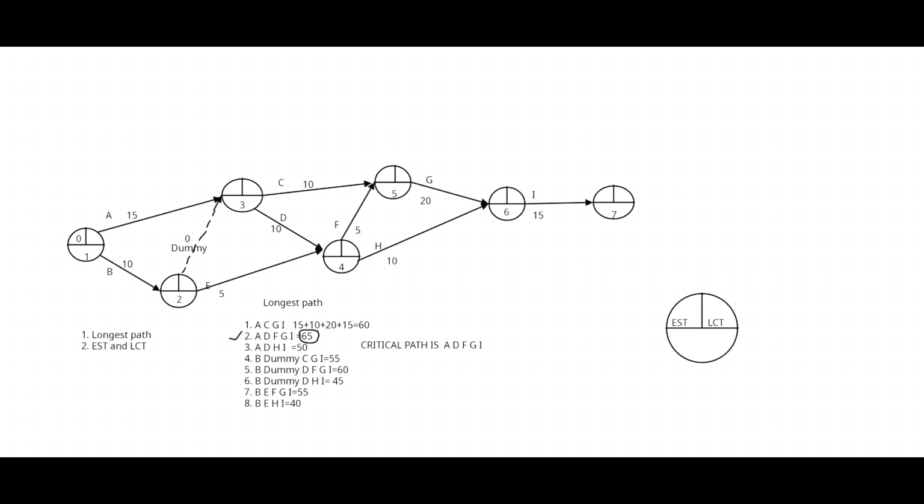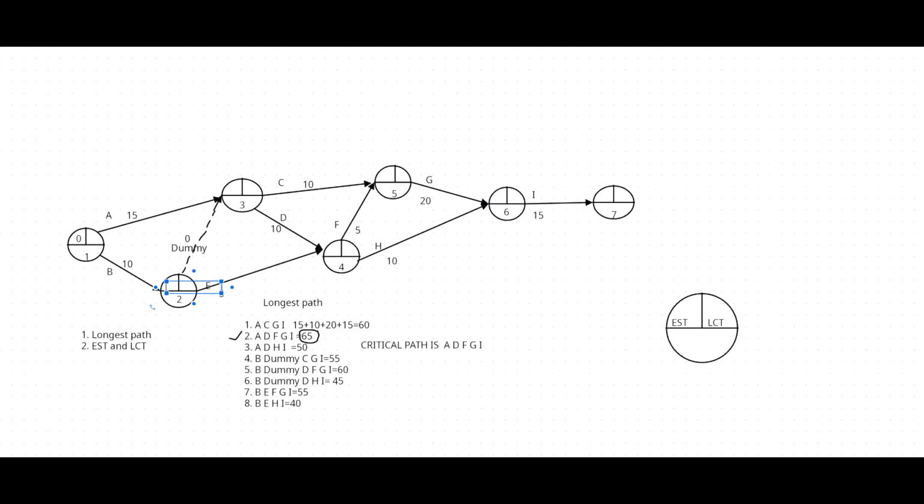Then you need to add the activity duration to calculate the next event's early starting time. Event number 1, 0. Event number 2, 0 plus B value 10. The event number 2 should be 10. 0 plus 10 is 10.